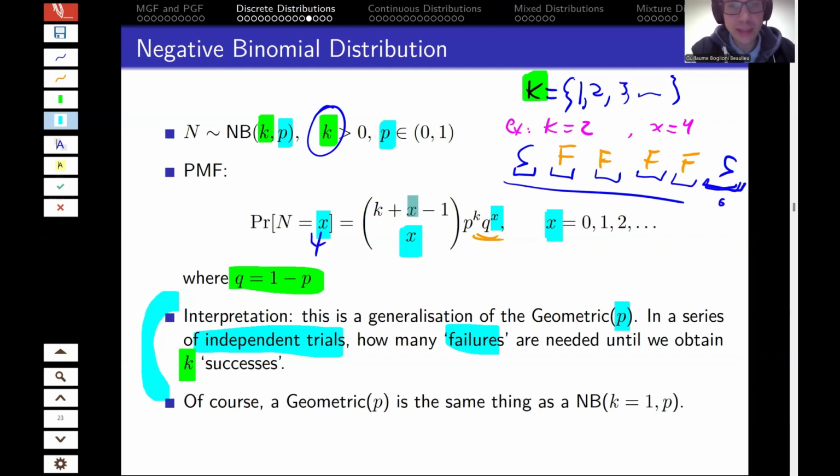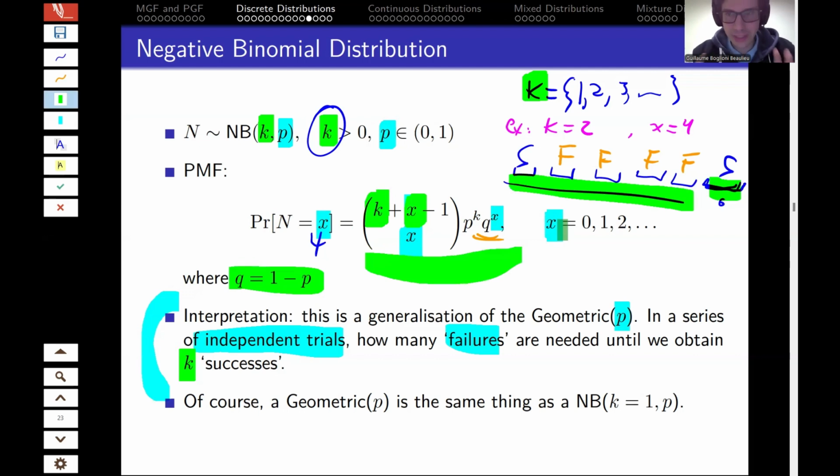Careful, it's k plus x minus 1. Well, yes, here, how many trials I have excluding the very last, because I know the very last needs to be my success. Well, I have then, in my example, 2 plus 4 minus 1, which is 5, but in general, this would be number of successes plus the number of failures minus 1. Hopefully that makes a little bit of sense. If not, maybe just pause the video and try to convince yourself that this formula is correct.